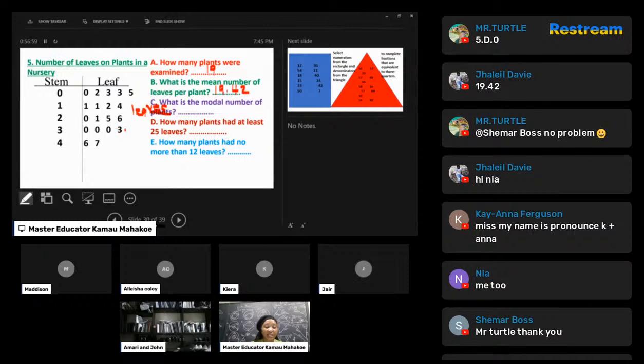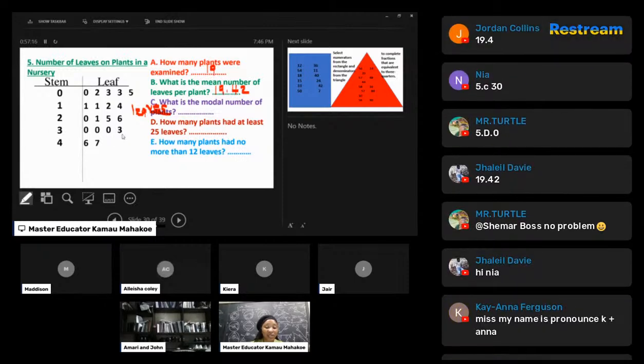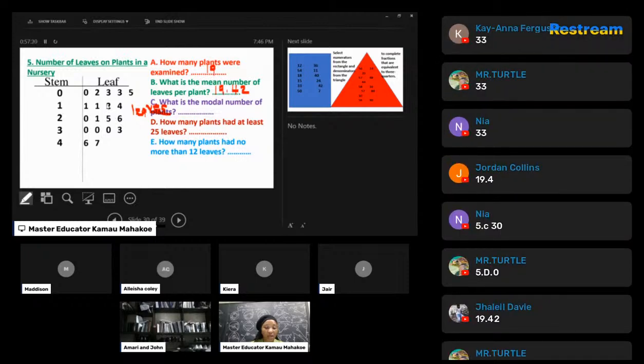Who can tell me what this 3 here represents in the stem and leaf? Miss, 33. Remember, we have to combine the stem with the leaf. Even though it looks like just a 3, it's really 30 and 3, 33. This is not a 6, this is a 2 and 6. This is 26. This is 25. This is 1 and 2. So this is 12, 11, 14, 46, 47, and so on.